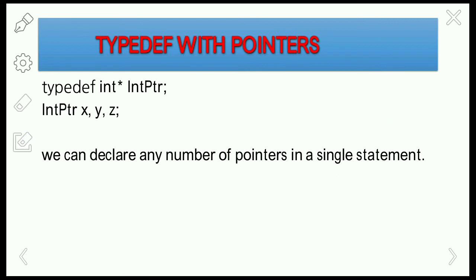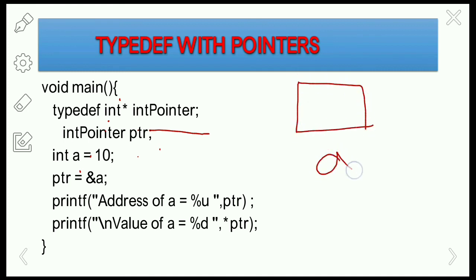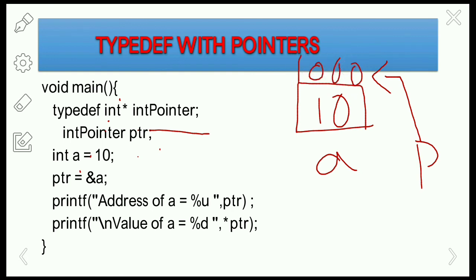Now let us see a small example regarding typedef with pointers. So void main, typedef int star int pointer. Instead of the int pointer operator, we are using the int pointer. Int pointer pointer, a equals 10. So I am taking a variable a as 10, and pointer equals address of a. Here I am taking a pointer which points to the address of a. I am taking the address of a as 1000, the pointer pointing to the base address of a.